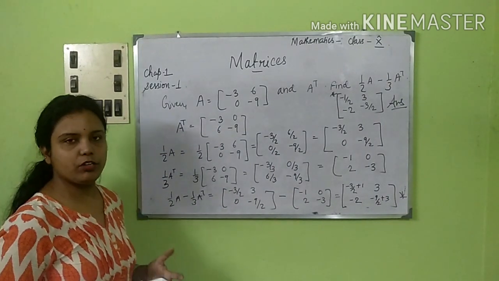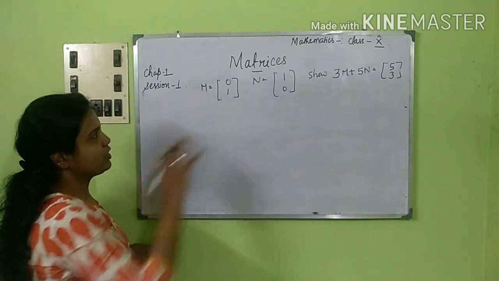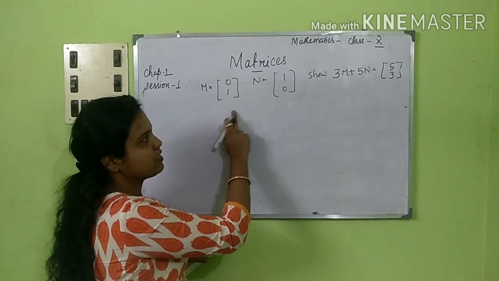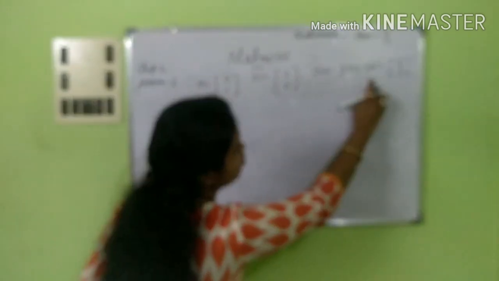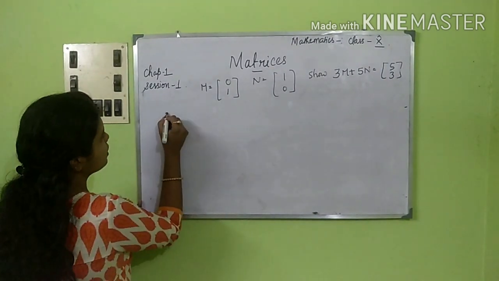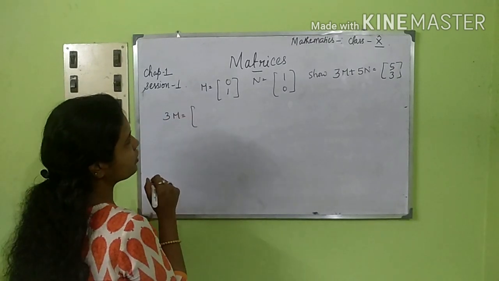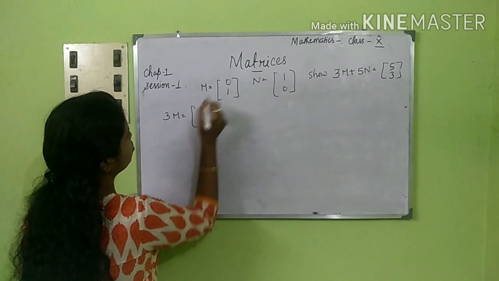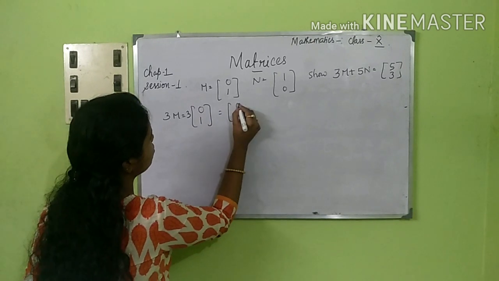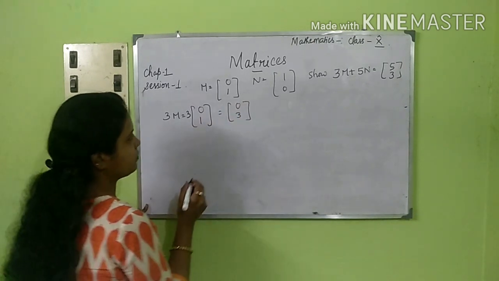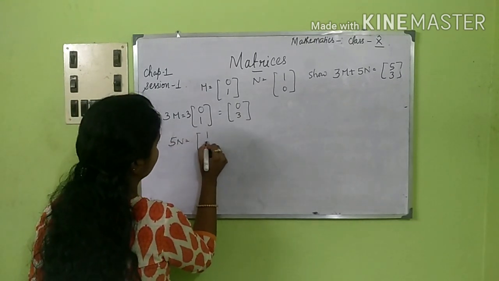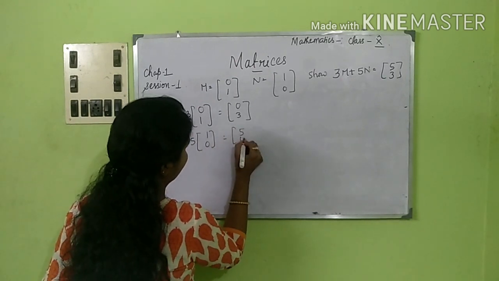Okay, next, coming to the next question again. This is a question given. M is equal to 0, 1, this is a column matrix. N is also a column matrix because only one column is there. We have to show 3M plus 5N is equal to a column matrix that is coming. Okay, so 3M means what? We have to multiply 3 over here. So it is coming to 0 into 3 is 0. Let me write here 0, 1. That means 0 into 3 is 0, 3 into 1 is 3. Next there is 5N. 5N is 1, 0 multiplied by 5. That means 5 and 0.